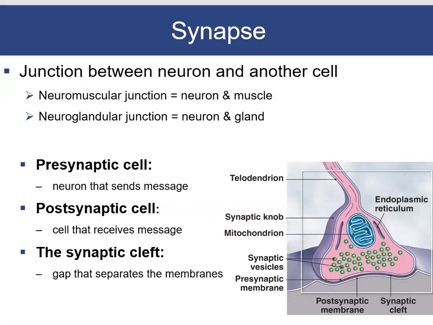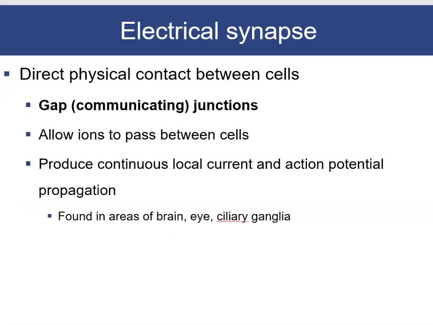Now, we've said before that a synapse is an almost connection. In this example here, the two cells do not touch. But that is not the case for all synapses. Another type of synapse is an electrical synapse. Here you will have direct physical contact between the cells. The cells communicate through gap junctions. These gap junctions will allow ions to pass between the cells. This will produce a continuous local current and action potential propagation. Electrical synapses are seen in areas of the brain, the eye, and other various ganglia.